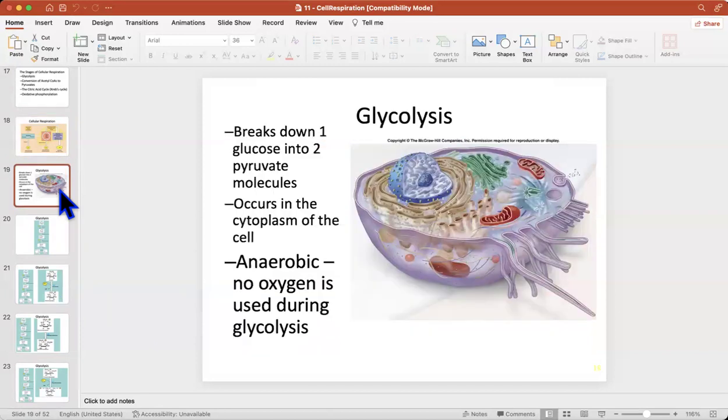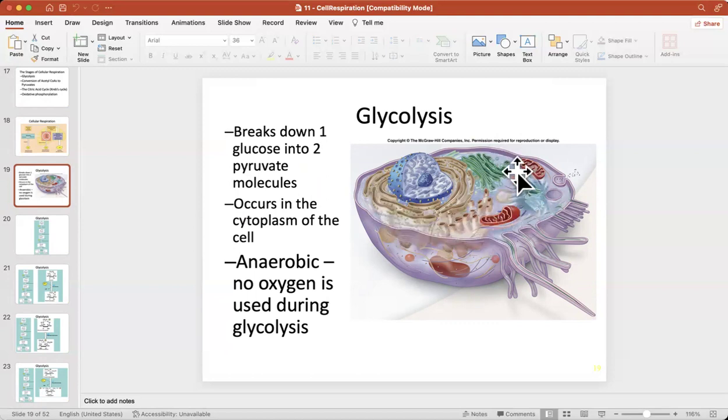Okay, so let's start. The first process, glycolysis. Glycolysis's job is to turn glucose, a big molecule, into a small molecule, pyruvate. So one glucose, which is 6 carbon, will turn into 2 pyruvate. So you can imagine pyruvate must be 3 carbon. You can take a glucose and cut it in the middle and it becomes 2 pyruvate. This process happens in the cytosol, so not in the mitochondria yet.